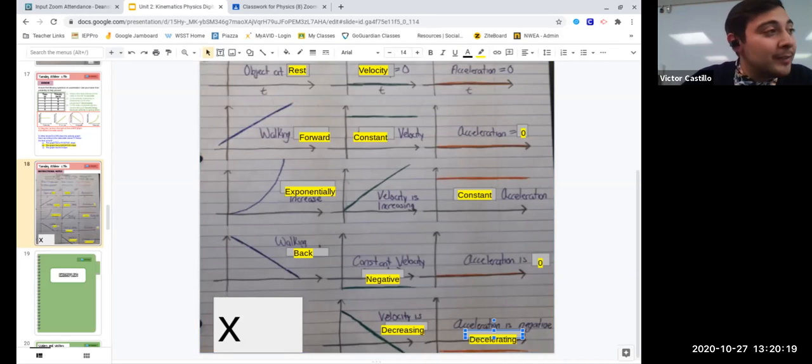Because what happens when you're driving and all of a sudden you have to make a stop? You slow down, right? So your velocity goes down, which means your acceleration is decreasing. Okay? Decreasing.